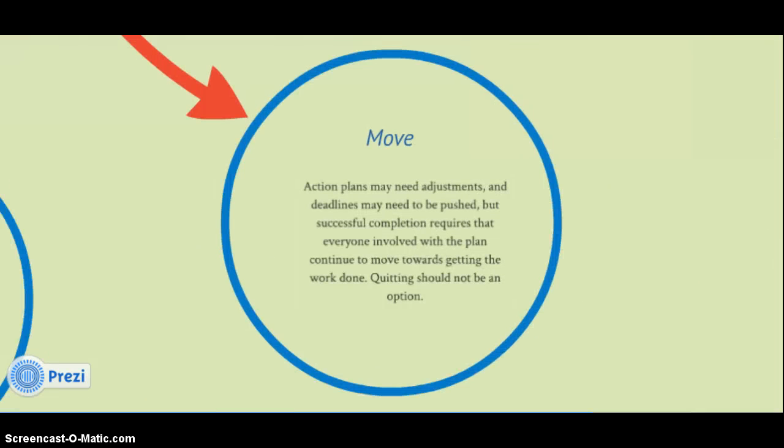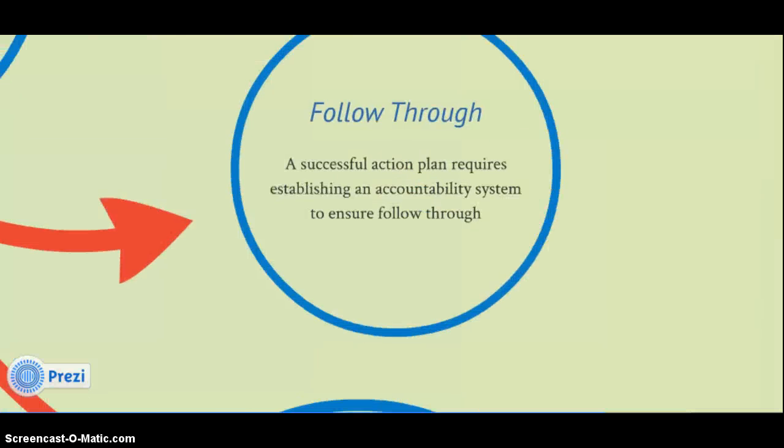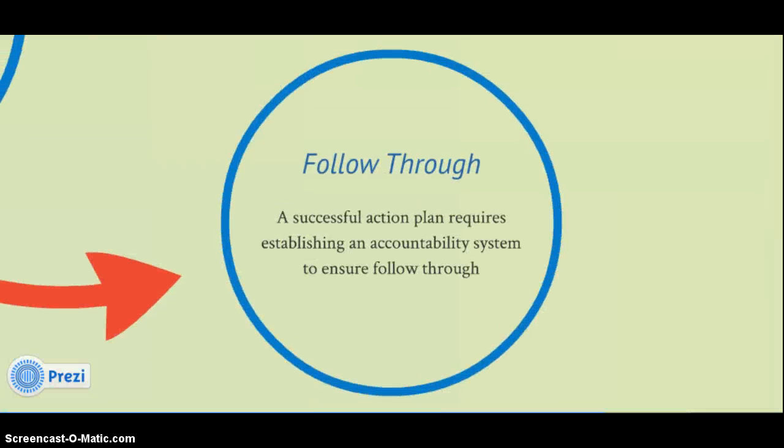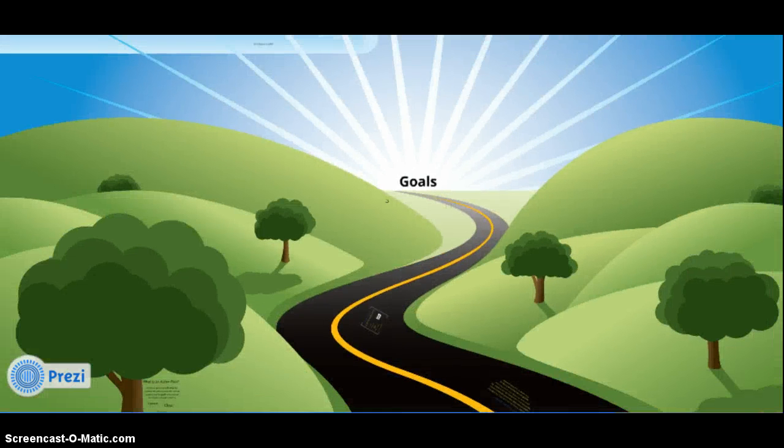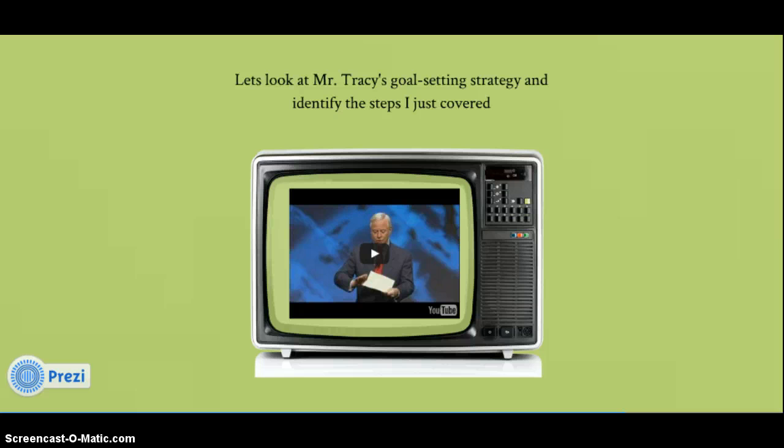Action plans may need adjustments, and deadlines may need to be pushed, but successful completion requires that everyone involved with the plan continue to move towards getting the work done. Quitting should not be an option. A successful action plan requires establishing an accountability system to ensure follow-through. Now let's take a look at Mr. Brian Tracy's goal-setting strategy and identify the steps that I just covered.